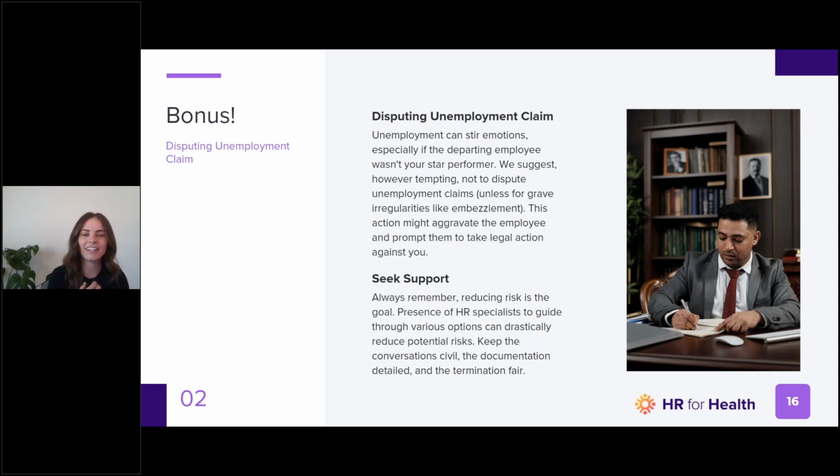Again, I know it's hard and it goes against your intuition and what you want to do, but we don't suggest fighting an unemployment claim. So again, it's a very emotional process, but we think about it as a soft cost. So you're already paying into your unemployment bank. This is if you're in a state that has an unemployment insurance program, but you're already paying into that bank through your taxes. So if an employee files for unemployment, you're not paying anything directly out of your pocket at that time. Their taxes are already going into that bank.